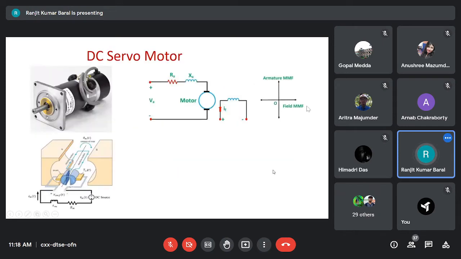So this is an internal construction of a DC servo motor. It looks the same. From the circuit model, it is the same as an ordinary DC motor. Construction-wise, it also looks similar, not the same, but similar. Similar and same are different.